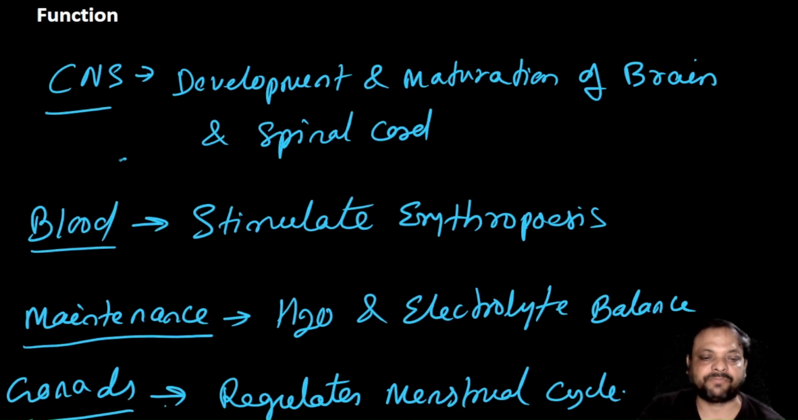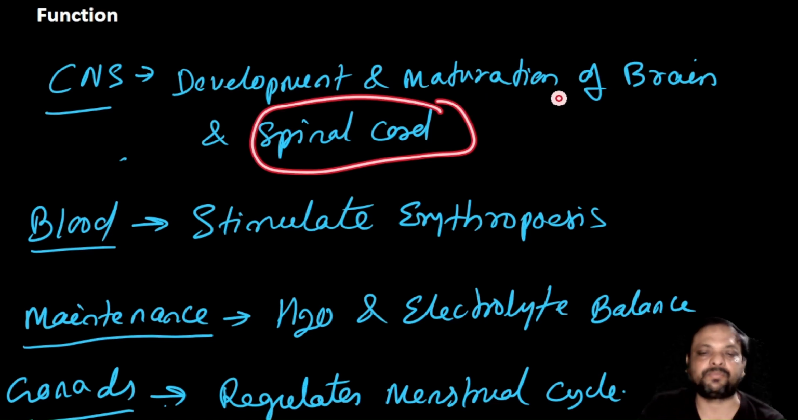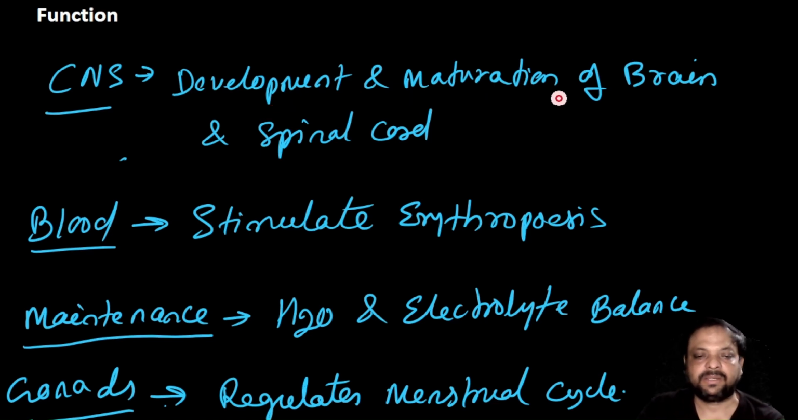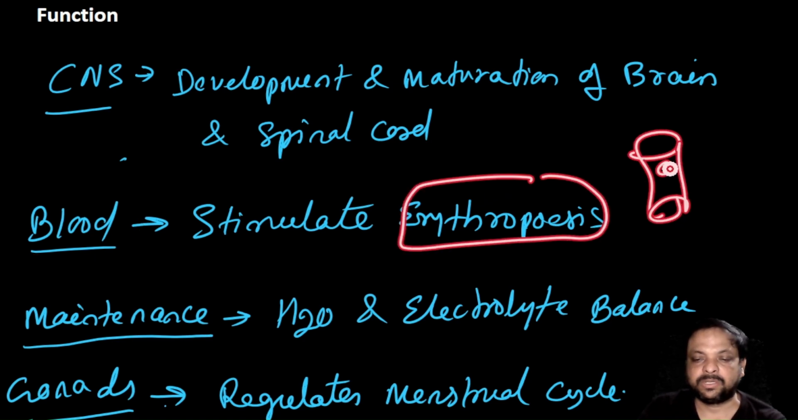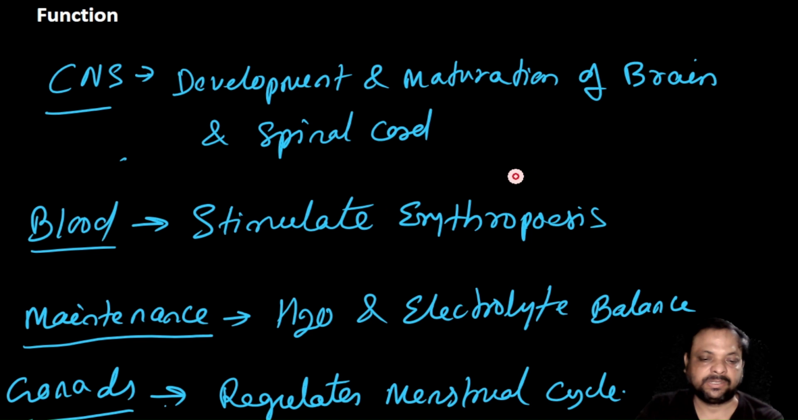Okay, now move on to the other functions. First we'll move to the functions in the CNS, central nervous system. This hormone helps in the development and the maturation of brain and spinal cord. It helps in the proper maintenance, development, and maturation of brain and spinal cord. For the blood, it stimulates erythropoiesis inside the bone. In the bone marrow, it causes erythropoiesis, the process of blood formation. So it helps in formation of RBC in the blood.